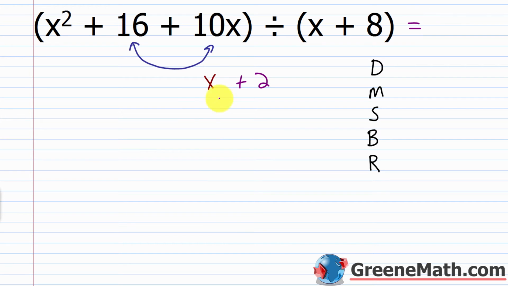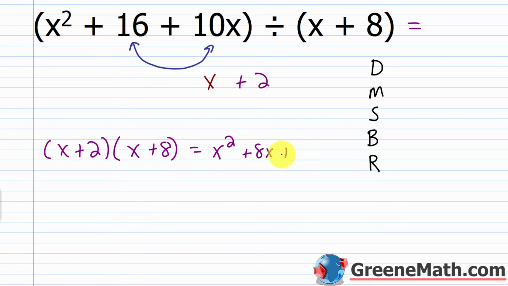So again, if I wanted to take the quotient, x plus 2, and multiply that by the divisor, x plus 8, I should get my dividend back. X times x is x squared. X times 8 is plus 8x. 2 times x is plus 2x. 2 times 8 is plus 16. So if I combine like terms, I get x squared plus 10x plus 16, which is exactly this.